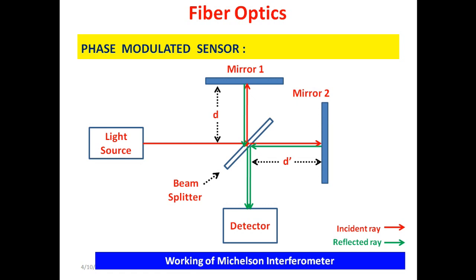So in this diagram, the distance to mirror 1 is fixed for reference. So we can say this is the reference arm, and the distance to mirror 2 is varied. So we can say this is the sensing arm, in comparison with the block diagram for the phase modulated sensor.